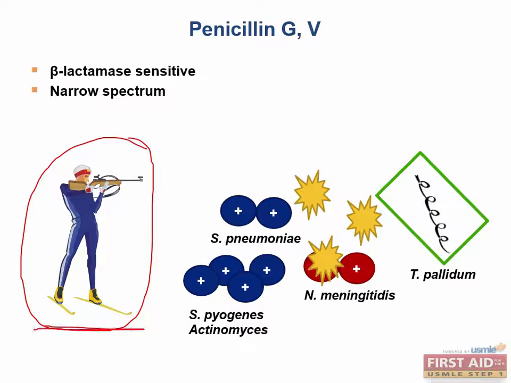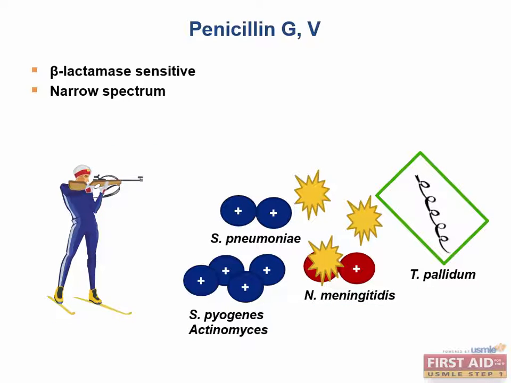this guy here. Penicillin G and V are only effective against gram-positive organisms, such as Strep pneumo, Strep pyogenes, and Actinomyces. There are a few exceptions to this rule, including its activity against Neisseria meningitidis and Treponema pallidum. Thinking back to Treponema pallidum, do you remember what kind of microbe it is? Treponema is a spirochete, which I have represented here by this corkscrew, and it causes what disease, do you remember? It causes syphilis. Very good.